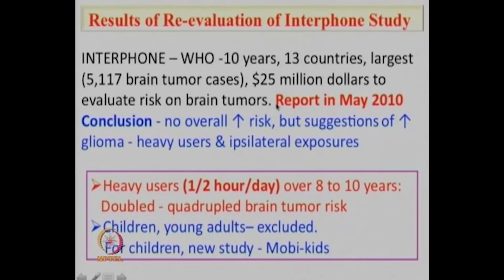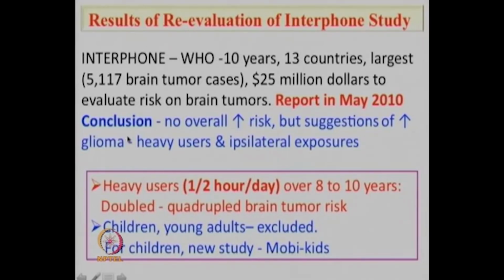So, what was the conclusion? The conclusion says no overall increase in the risk. So, you can think and say to yourself, all is well, there is no overall increase in the risk. However, it also says there is a suggestion of increase in the glioma for heavy users, and on the side on which they use the cell phone for longer time.